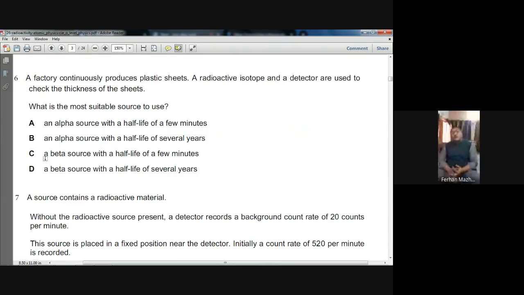Beta is the suitable thing to check the thickness of the plastic sheets because the beta particles can pass through the plastic sheet, but the half-life should be several years. Once you have installed the radioactive source in your machine, it should be good for a few years. If its half-life is a few minutes, you have to again and again replace the source. You have to buy a new one and put it there. So that's why the beta source is good and the half-life should be several years. So the best choice will be D. What do you say? Yes, sir. You understand? Yes.